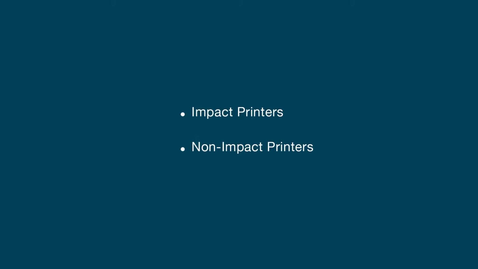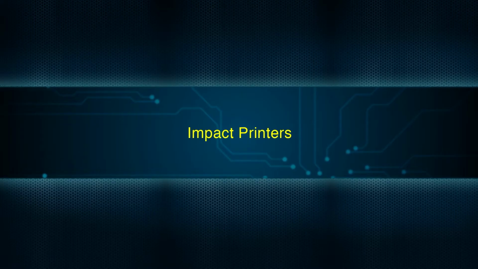Printers can be divided into two main categories: impact printers and non-impact printers. Impact printers. An impact printer makes contact with the paper. It usually forms the print image by pressing an inked ribbon against the paper using a hammer or pins. Following are some examples of impact printers.